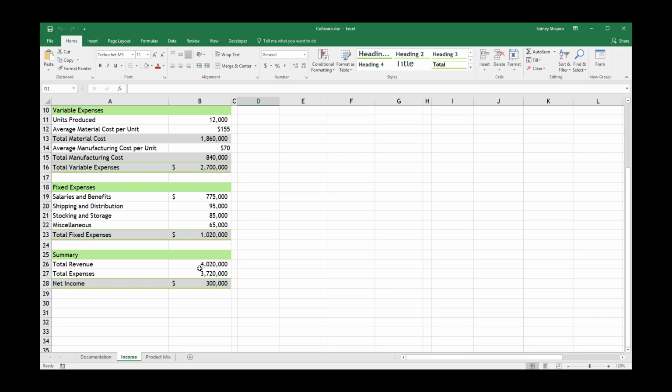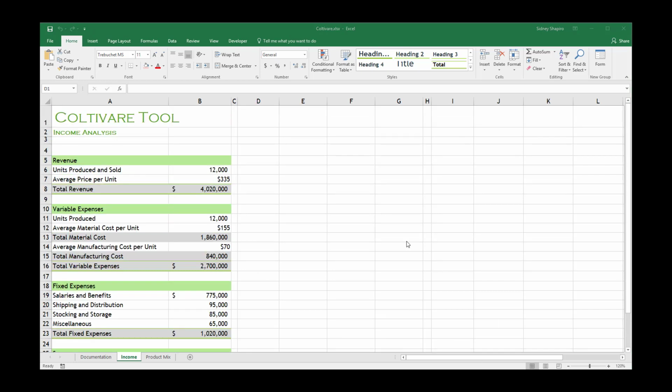And finally, we have our total revenue, which is $4,020,000. Our total expenses is $3.7 million, and we end up with a net income of $300,000. Okay, so that's deducting one from the other. So this is all the money we're bringing in. This is all the money it costs us to manufacture, ship, and sell those items, and this is what we're left over with. So let's start working on the example at the bottom of page 601.